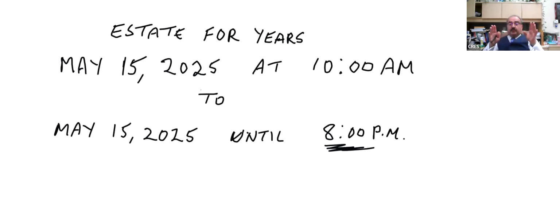Now, don't get that mixed up with holdover tenancy. Holdover tenancy, the tenant occupies a property after the lease expires with the landlord's permission. And estate at sufferance, the tenant occupies a property after the lease expires without the landlord's permission. Then the landlord has to go through the eviction process. Now, let's go on to page 251.